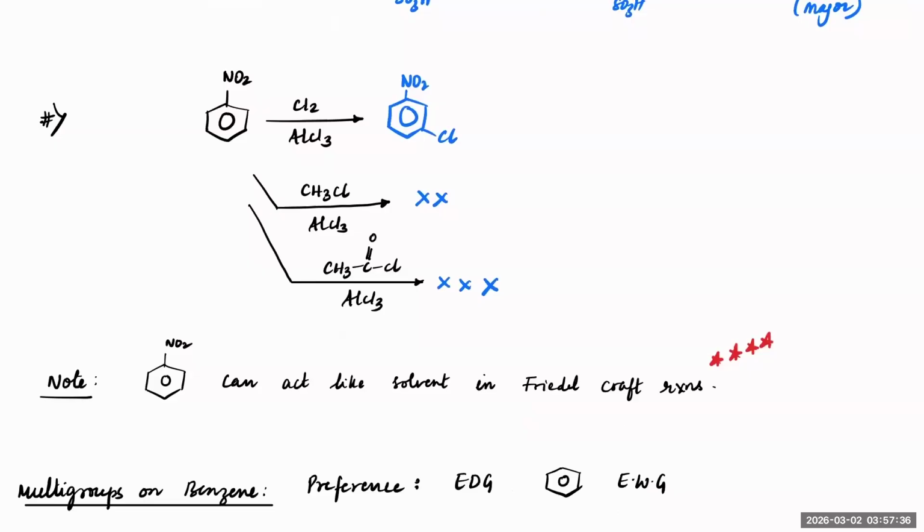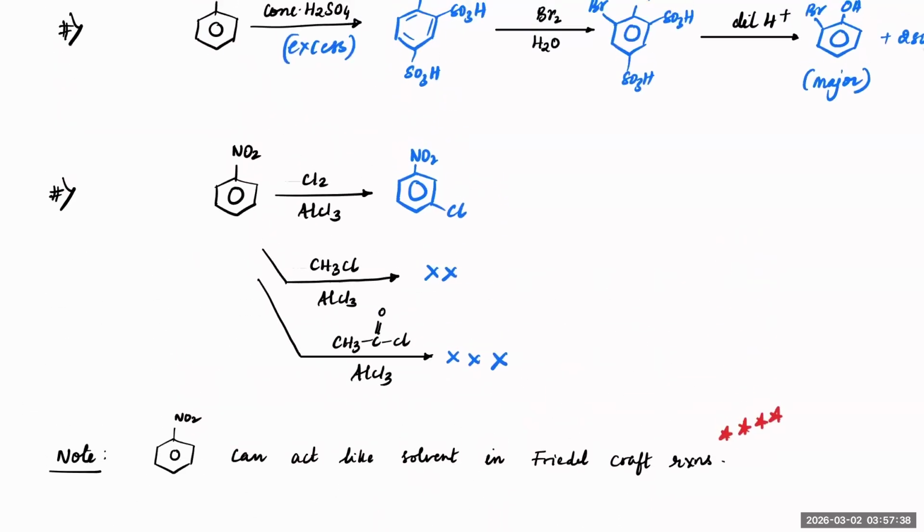Clear everyone? Right. Okay. So that's it. These are the EAS reactions of all the monosubstitution, that means a single functional group present on benzene. How do we need to assess the EAS reactions?